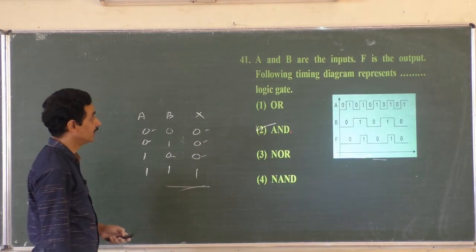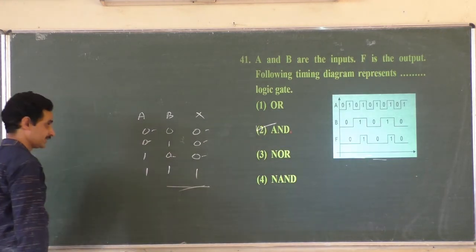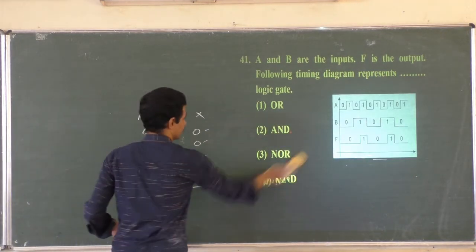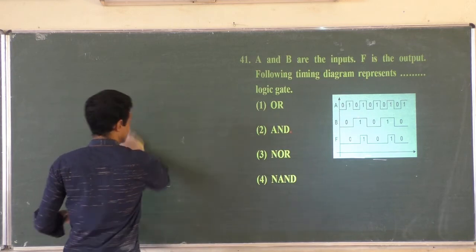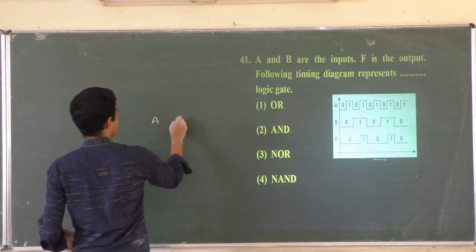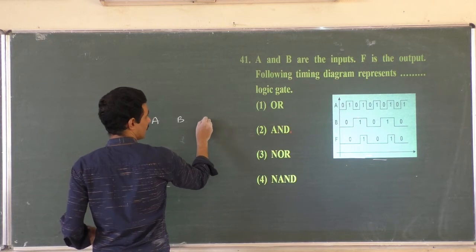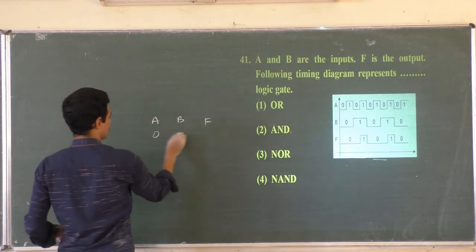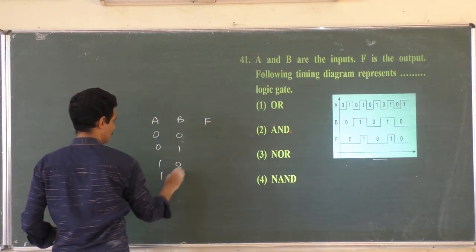40th over. 41st. Similar type of question. A, B, and what is the output here? F: 0, 0, 0, 1, 1, 0, 1, 1.